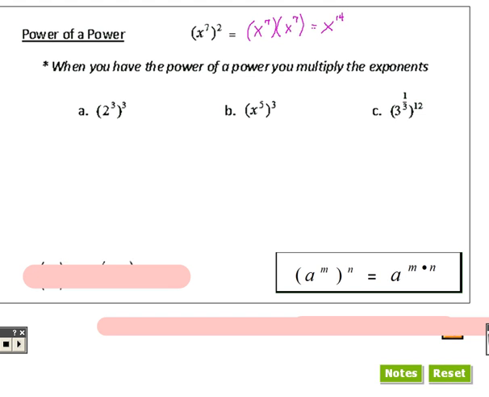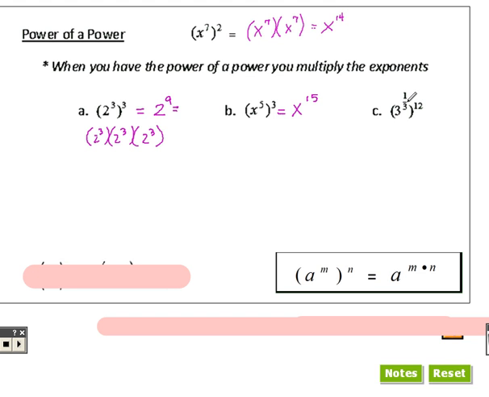All right, so let's try some. We've got 2 to the 3rd power, all to the 3rd. Again, I could write it out in 3 factors of 2 to the 3rd if I wanted to, and then add those up. But I'm just going to use my shortcut rule. 3 times 3, I get 2 to the 9th power. And I'd want to multiply that out and see what I get. Here we get x to the 15th.